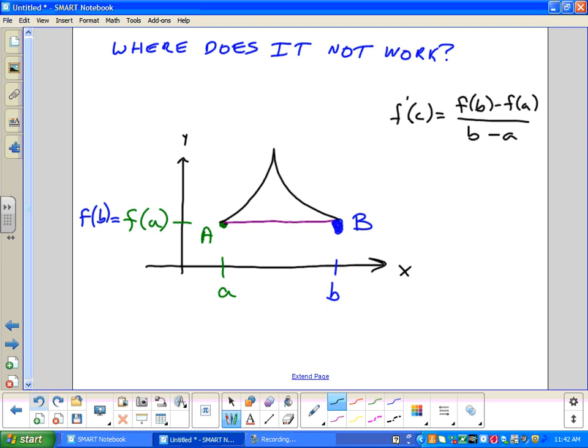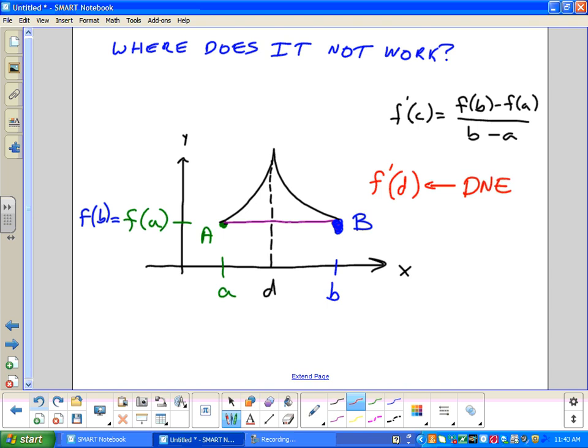You'll notice that it is increasing from A to this point in the middle, which I'll call D instead of C, because you're going to notice here, the instantaneous rate of change on all of these is positive. From D to B, the instantaneous rate of change on the function is negative. But this function is not differentiable at point D. F prime of D does not exist.